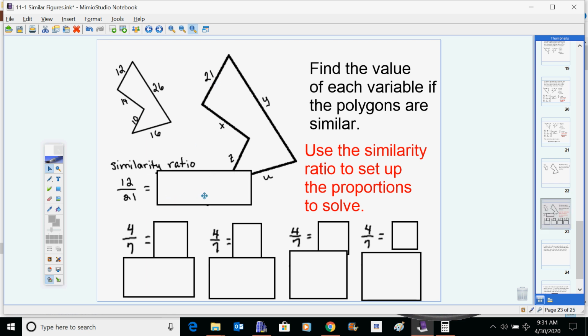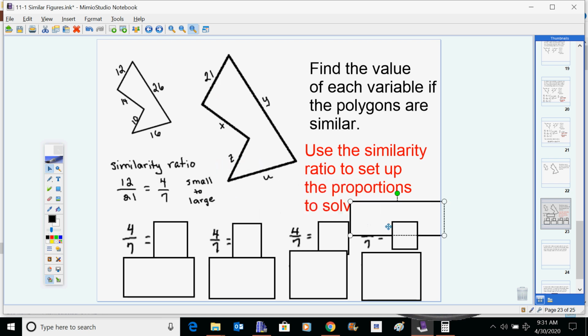So my similarity ratio, since I've been given that these are similar, the proportions always have to match up. 12 goes with 21, so I reduce that, and in this particular case I've gone from the small one to the large one, or you could say I went from the left one to the right one. So for every one of these others that we're trying to find, X, Y, Z, and U, going from the small figure to the large figure is going to be in a ratio of 4 to 7. If I want to find X, I need to find the corresponding piece in the small one. So 4 over 7 equals 14 over x.